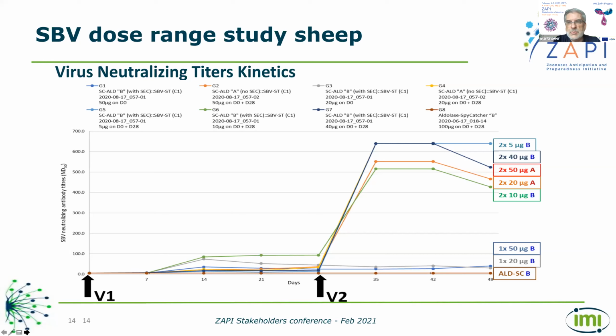But if you look at the 2 times 5 microgram, the blue line on the right side, this had a high titer, and this is even not titrated to the end. So some of these values might be above the 1 to 600 titers. So we are working on this now.